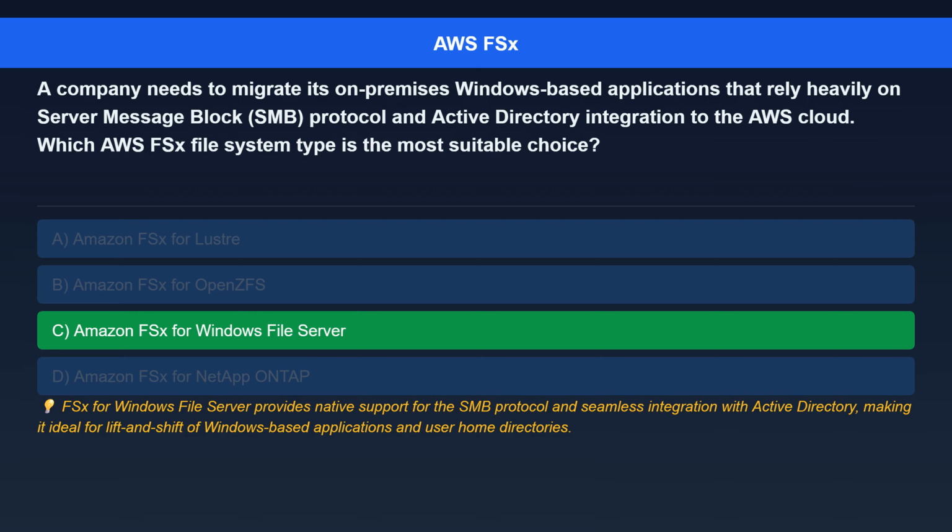The correct answer is Amazon FSx for Windows File Server. Here's the explanation. FSx for Windows File Server provides native support for the SMB protocol and seamless integration with Active Directory, making it ideal for lift and shift of Windows-based applications and user home directories.